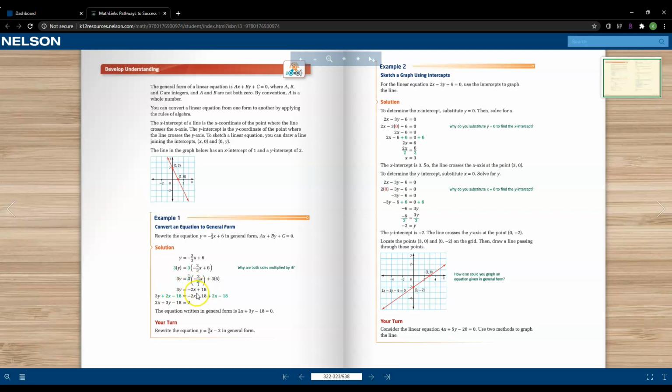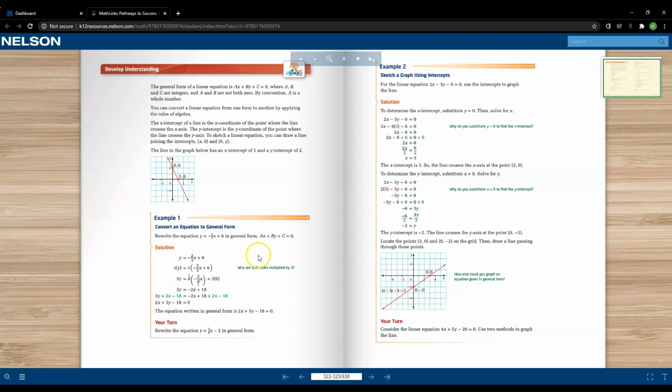Now what do you have to do? Remember, x can't be negative. So we need to move the x to the left. So negative 2x, you would have plus 2x. And you also need to move the 18 because one side of the equation needs to be 0. So plus 18, so minus 18. And that's what they did here. They did it on both sides. And you can see 2x plus 3y minus 18 equals 0.